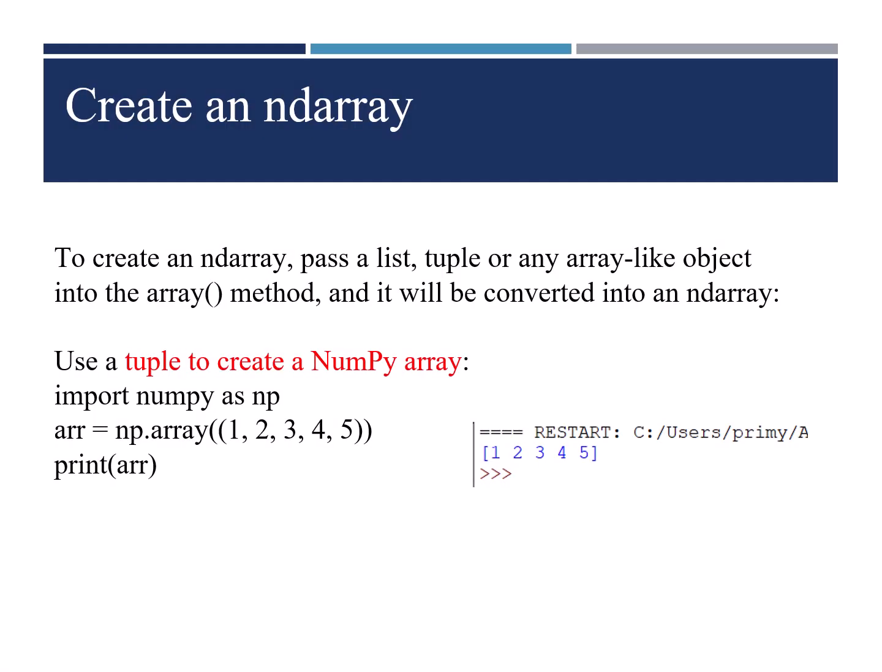Using a tuple to create a NumPy array. Import numpy as np and arr equal to np.array of, we use two brackets, and within the nested bracket we have the collection of values 1, 2, 3, 4, and 5. Now this is a tuple. With the help of the tuple, the array has been created.